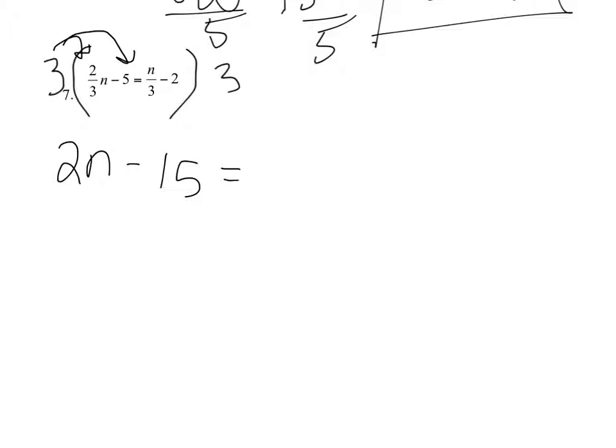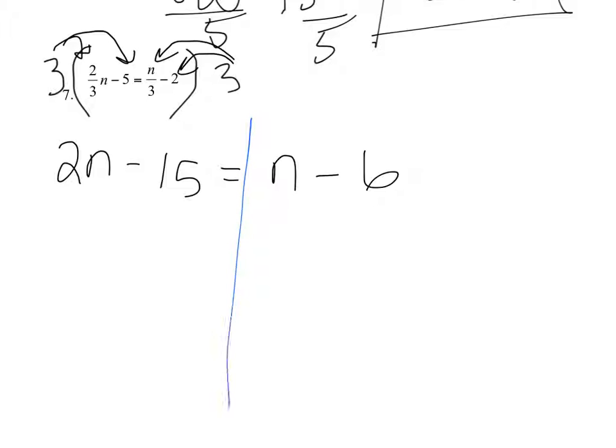Keep my equal sign, and then on this side I'm going to take my 3 and I'm going to multiply it by my n over 3. So once again, denominator, think divide. 3 divided by 3 is 1, so that's going to give me 1n, or n, and then 3 times a negative 2 is going to give me a negative 6. And now it's just like the equations that we solved from day 3.